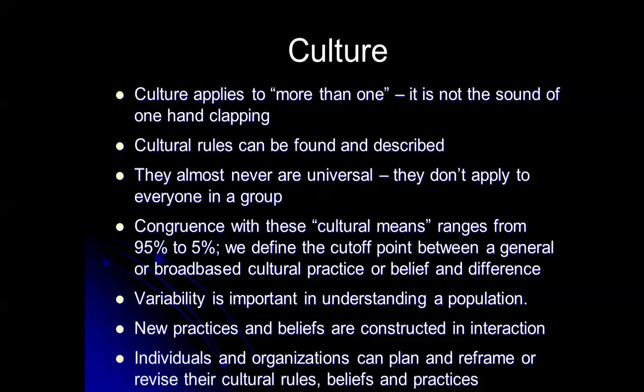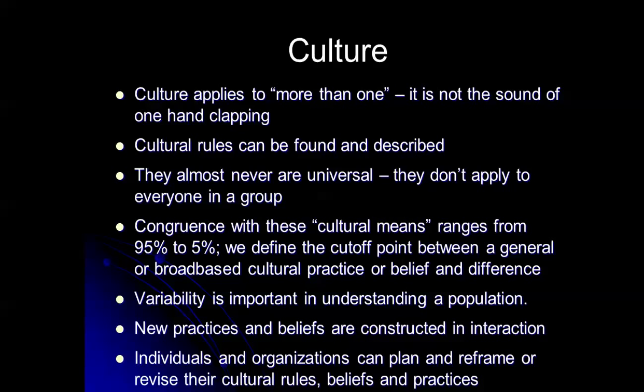So if there are a large number of people who are congruent with a set of meanings, then we say that they're situated in the cultural core, but there is variation around that core which may have meaning, as people may be disagreeing with it, practicing other options, belong to a different group, and so on. So variability is important in understanding a population, whatever that is, whether it's individuals, institutions, schools, etc. I've already mentioned that new practices and beliefs are constructed in interaction.